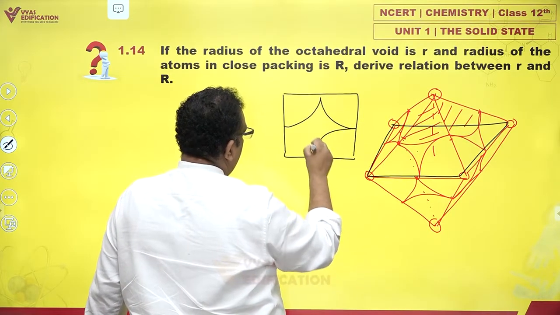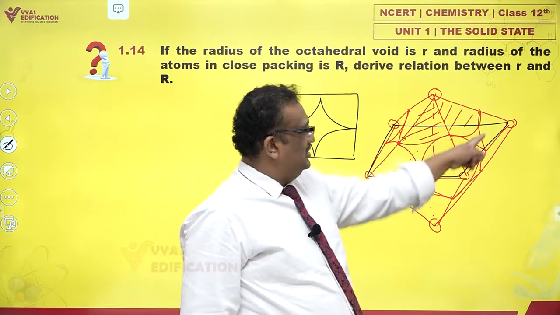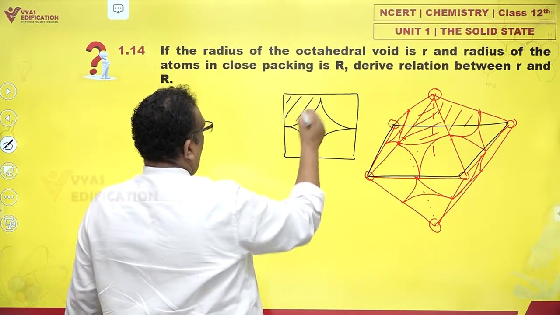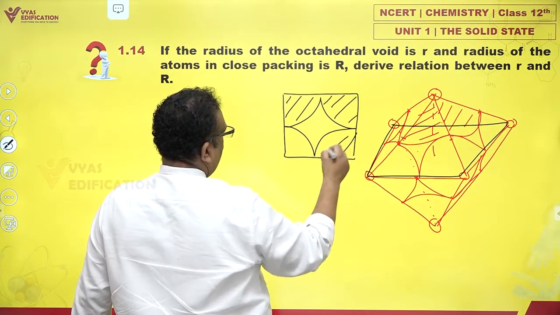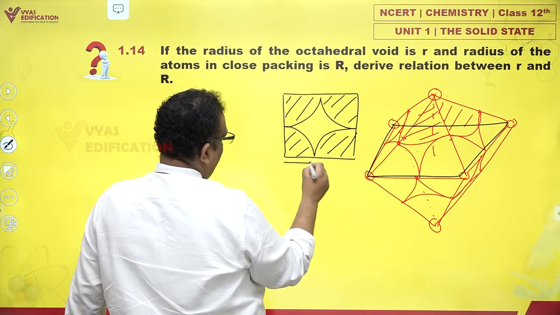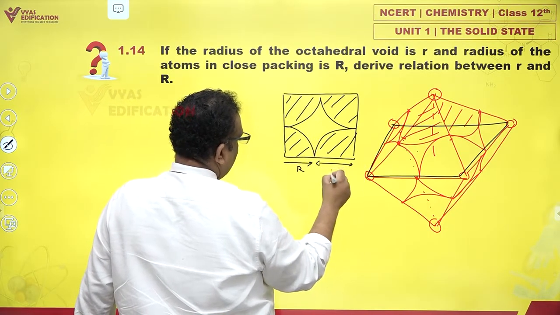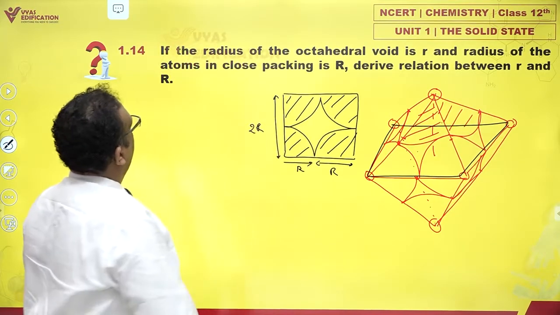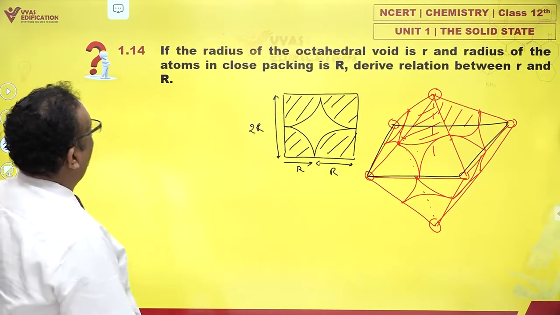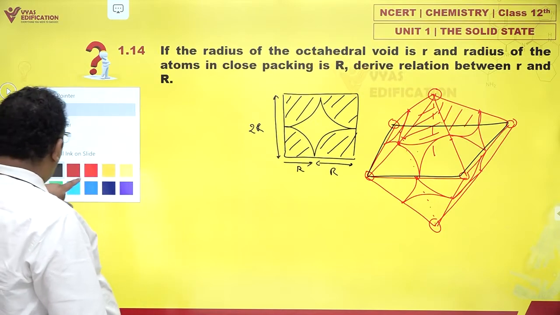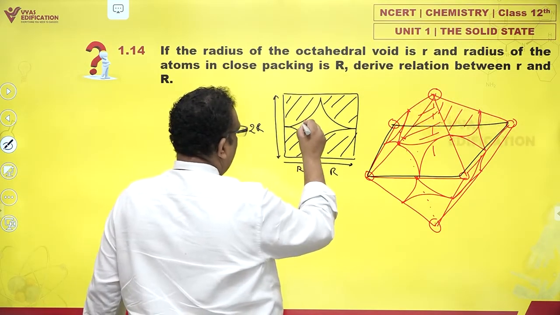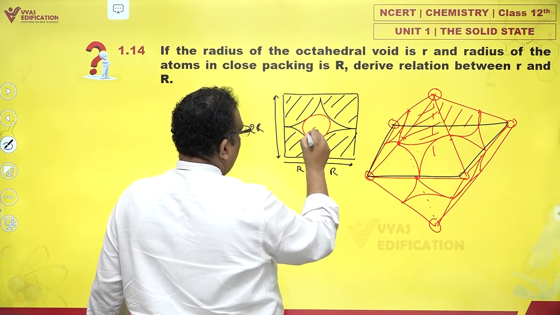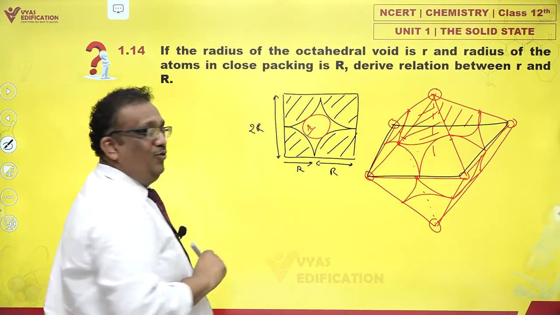Why? Because it is an octahedron, this has to be a square. There are 4 atoms at the corners and all are touching each other. The radius of the atoms is capital R, so the entire edge is 2 capital R. And the radius of the octahedral void, how would I count that? If I fit in a sphere, then this would be the radius of the octahedral void.